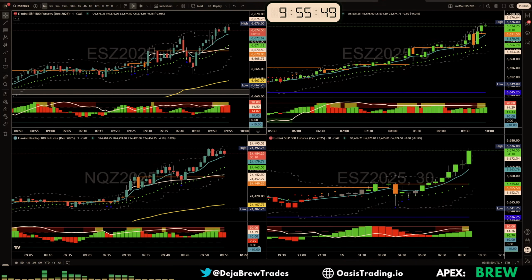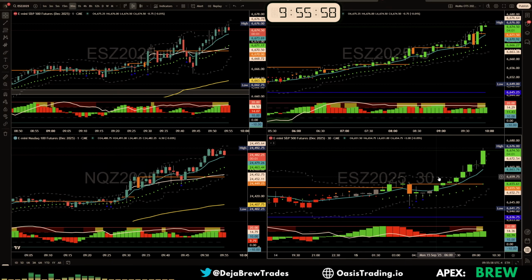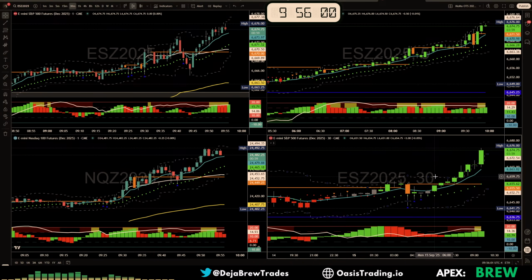Not building much of a node. Yeah, there's a small node at 75, and that is about it. The main thing to watch is, like I was saying, the 30-minute structure. We want to keep an eye on these 30-minute lows.